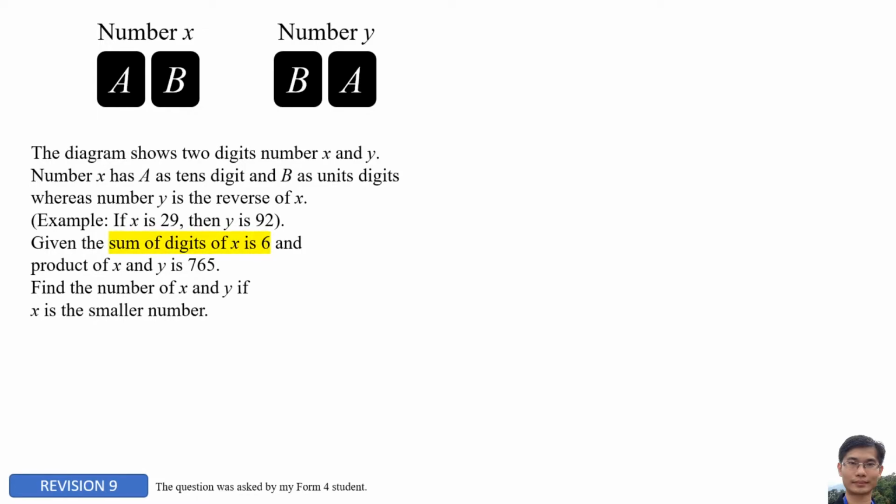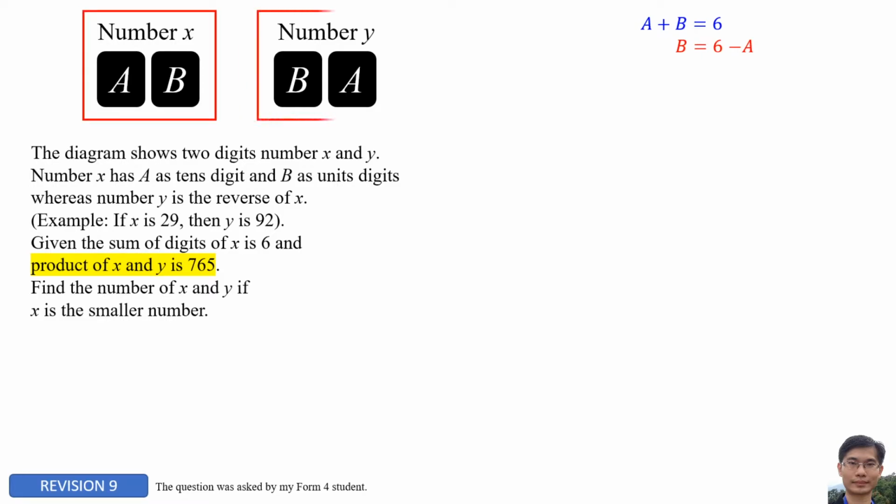It is given that the sum of digits of x is 6. So a plus b is equal to 6. So b is equal to 6 minus a. It is given that the product of x and y is 765. So the number x is equal to 10a plus b.